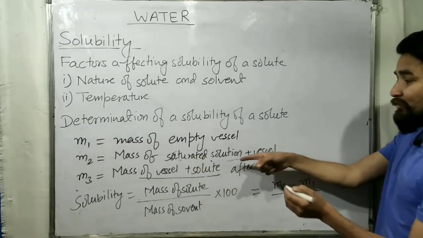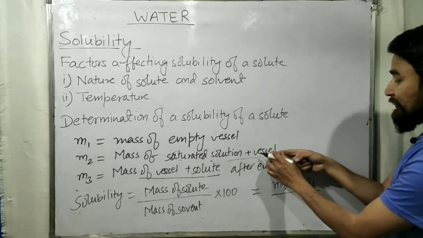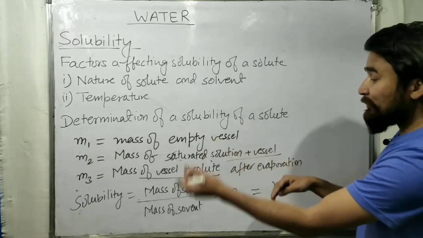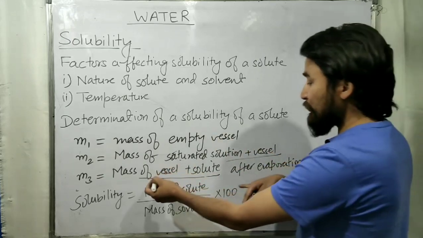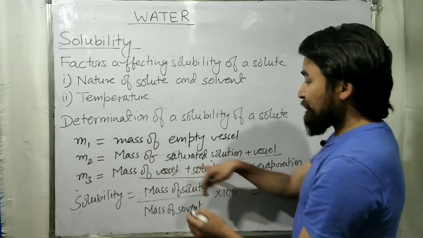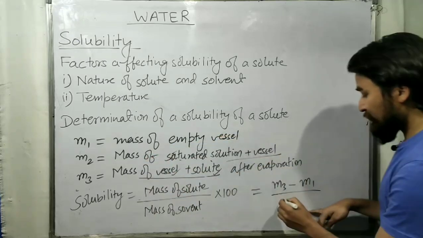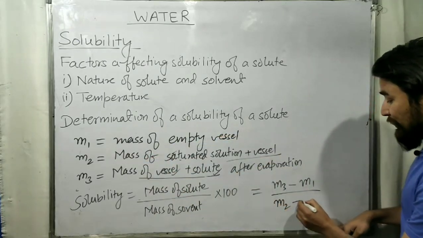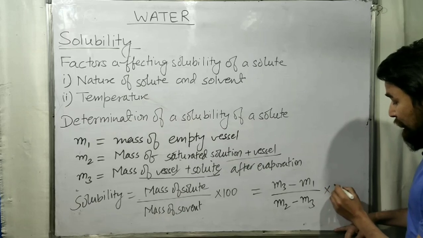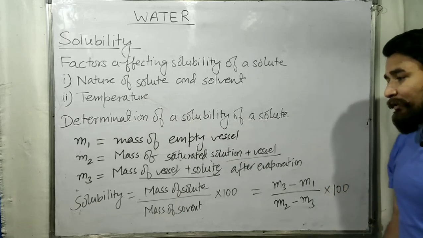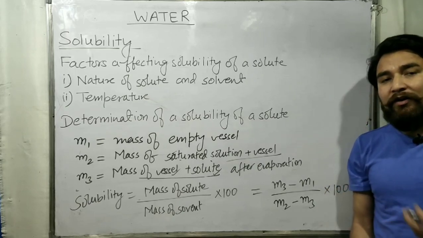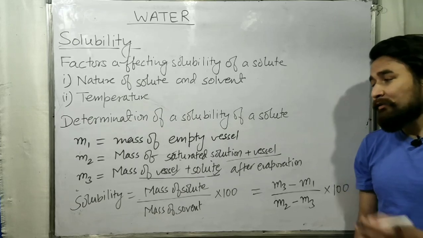So mass of saturated solution plus vessel contains vessel plus solute plus solvent, but we have to remove the solute and vessel from this mass. So that is equal to m2 minus m3 into 100. So this is how you can calculate the solubility of a particular solute in a solvent.